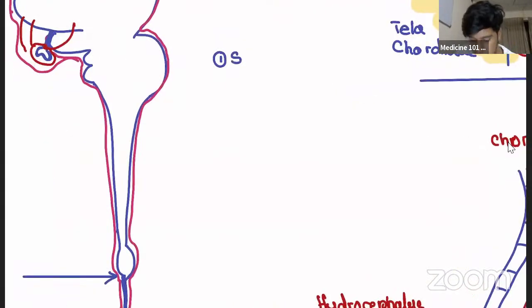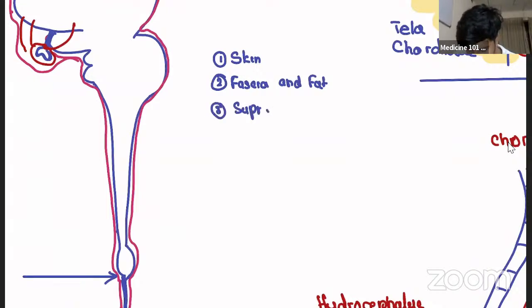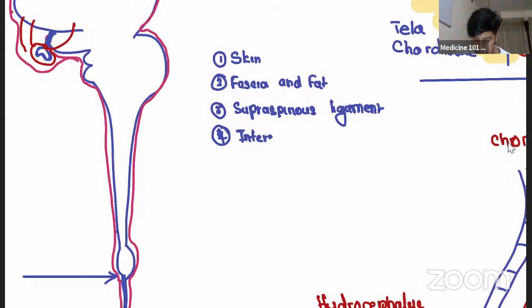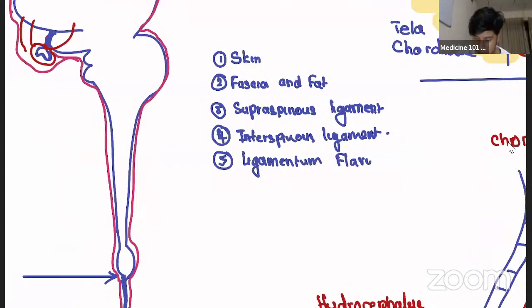Okay. First we have the skin. Next we have the fascia and fat. Next we have something called the supraspinous ligament. Guys, this will be asked. Okay. Supraspinous ligament. What's the next one? Ligamentum flava. Yes. Nice. What is the next one?